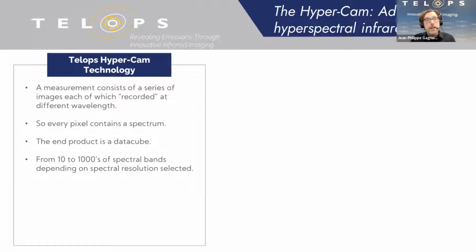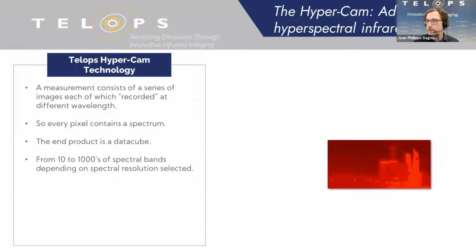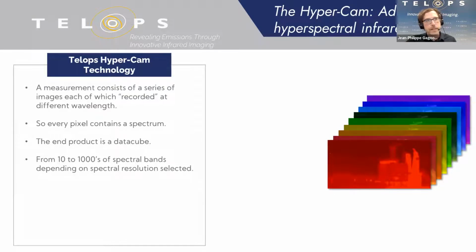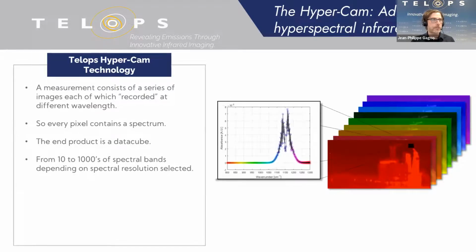To collect one single data cube, we need to stare at the scene for a given amount of time, which varies depending on the configuration of the camera, from just below 1 second to a minute or 2 minutes in the more advanced configuration. To give you an idea, I made a little animation here. You see that the different images are collected over time at different wavelengths.